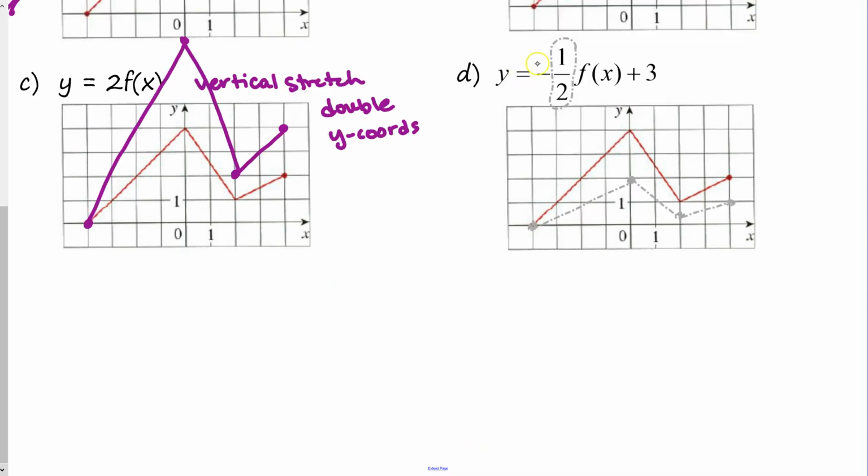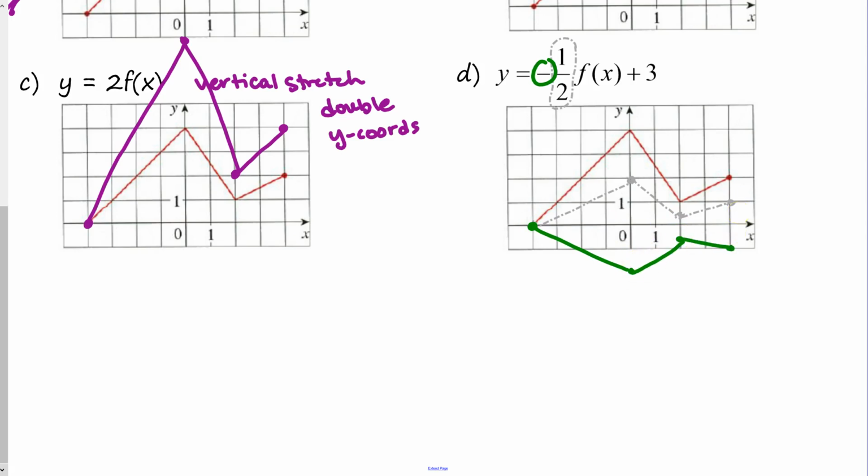Now the negative means we're going to reflect it across the x-axis. It's a vertical change, so a vertical reflection. Any point that's already on the x-axis is going to stay there. And then you can connect those key points.